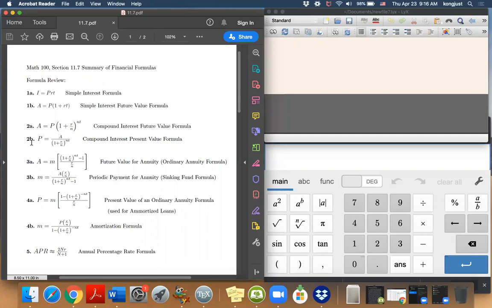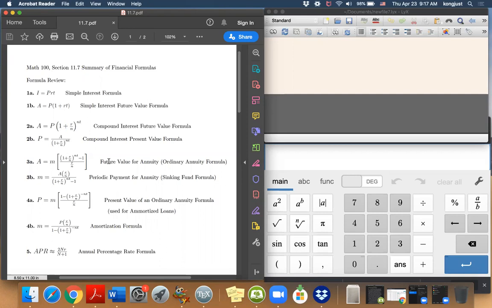The next type of formula, these two are connected to each other. It's 2A and 2B because these are actually the same formula, just solved for different letters. If you see compound interest and it's just a single principal, you put down money one time or you borrow money one time, that's when you use the compound interest formula. So A is equal to P times 1 plus R over N to the NT. And if instead of the future value you want to know how much you should put down to end up with some future value, then use the present value instead.